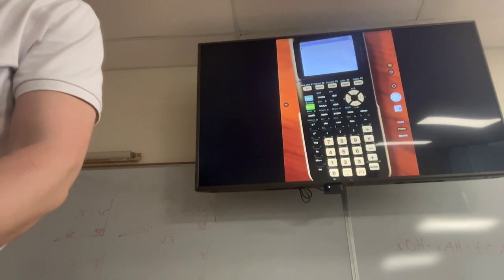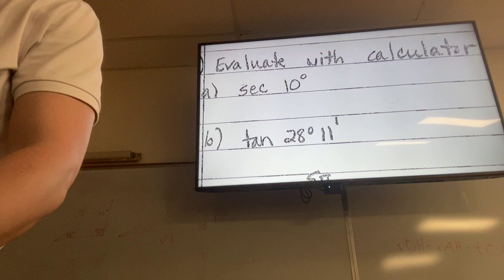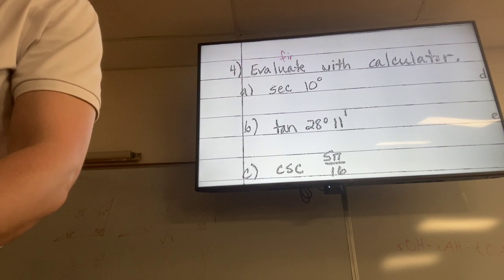All right. So that first angle is secant of 10 degrees. What should I find first? I'm going to find cosine, because that's the one I flip over to get secant. Okay. All right, so let's go.